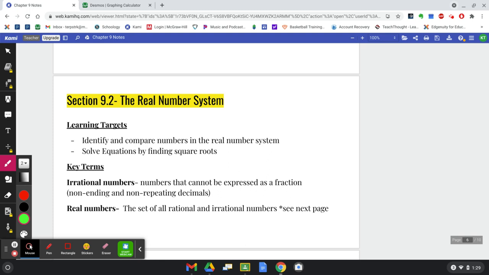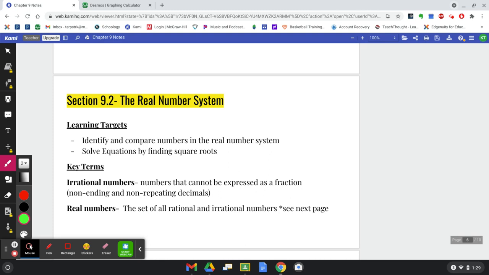So our learning target for today is to identify and compare numbers in the real number system. And that's all we'll do today. But the second part, we're going to learn how to solve equations finding square roots. So essentially building on what we did in section 9.1, where we introduced the concept of square roots.